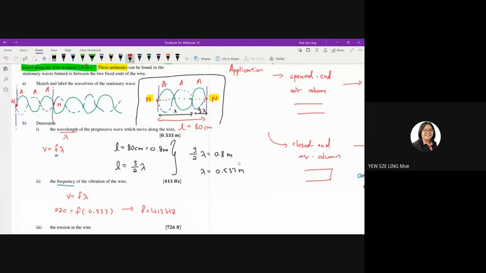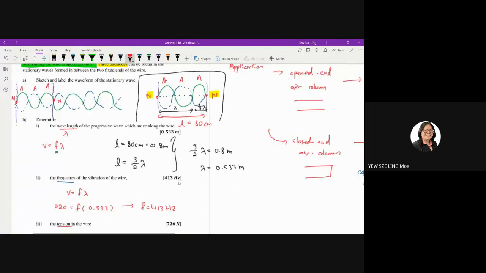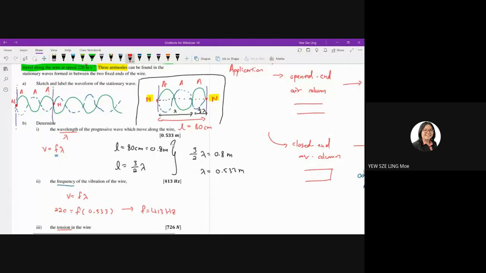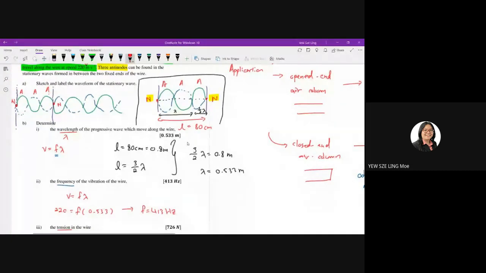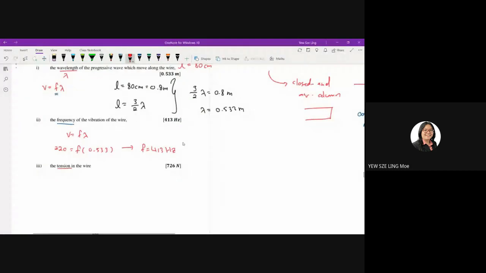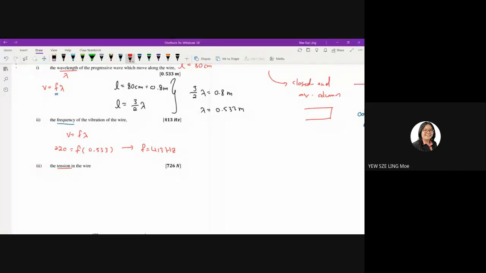And then the last question asks us to determine the tension in the wire. Now, if you look at this diagram, you cannot determine the tension by using the things that you learned in chapter 4, because you don't have the free body diagram. But what you do know is that you pluck the string and then you exert the tension on the string. Since you're looking at wave speed, the speed of wave inside a wire can also be determined by v = √(T/μ).